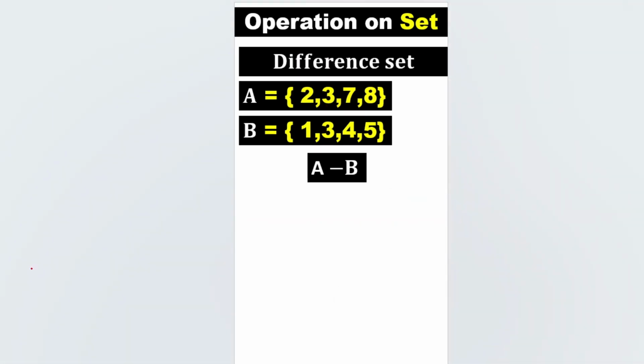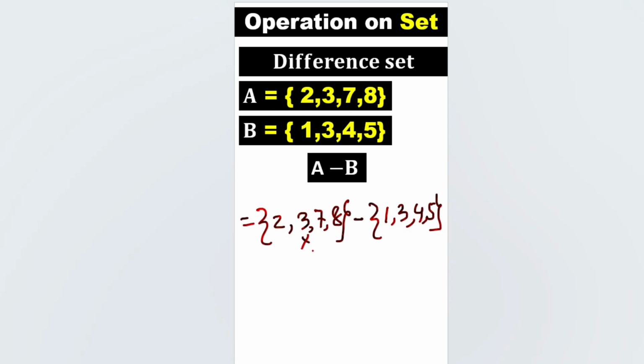Difference of sets. Difference of sets is just subtraction of one set from another set. Look, here set A is {2, 3, 7, 8}, subtract set B {1, 3, 4, 5}. Look, here is 1, but there is no 1 in A, no problem. Here is 3, here is 3, so this 3 will be out. Look, only 3 will be out from set A.